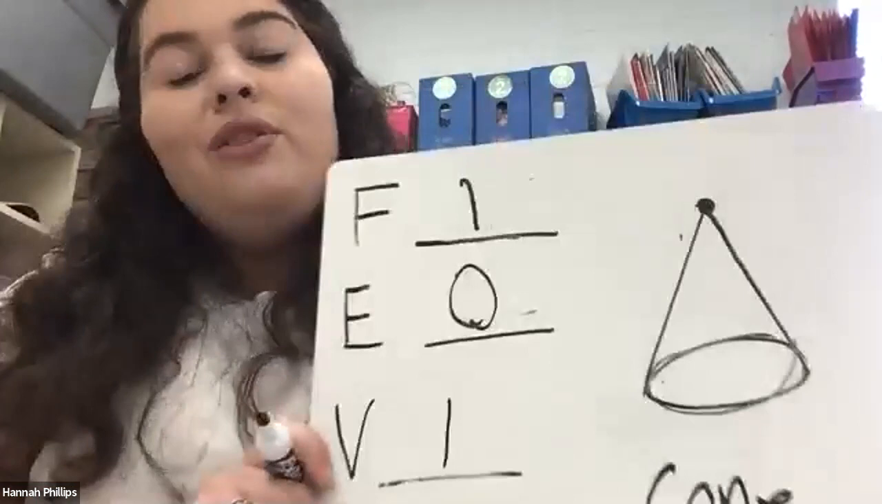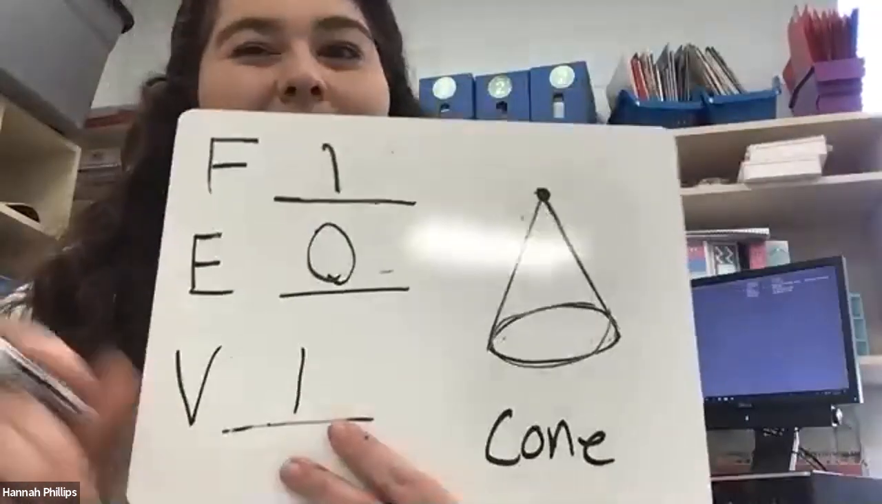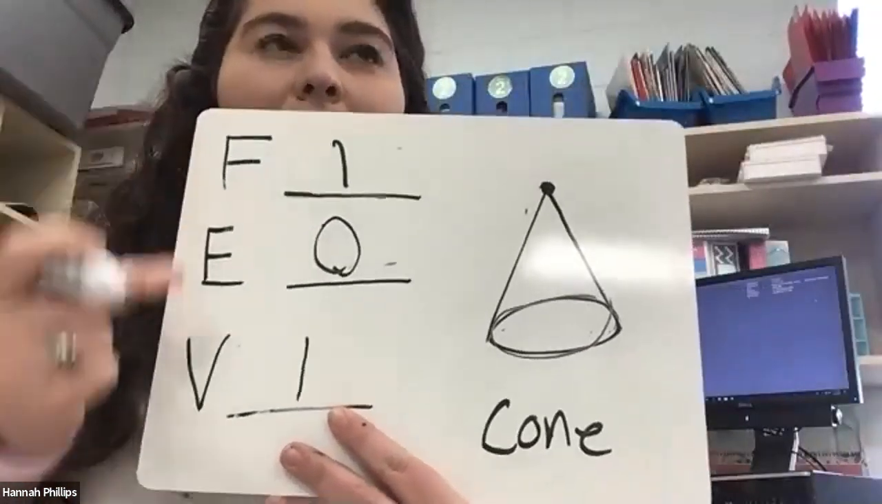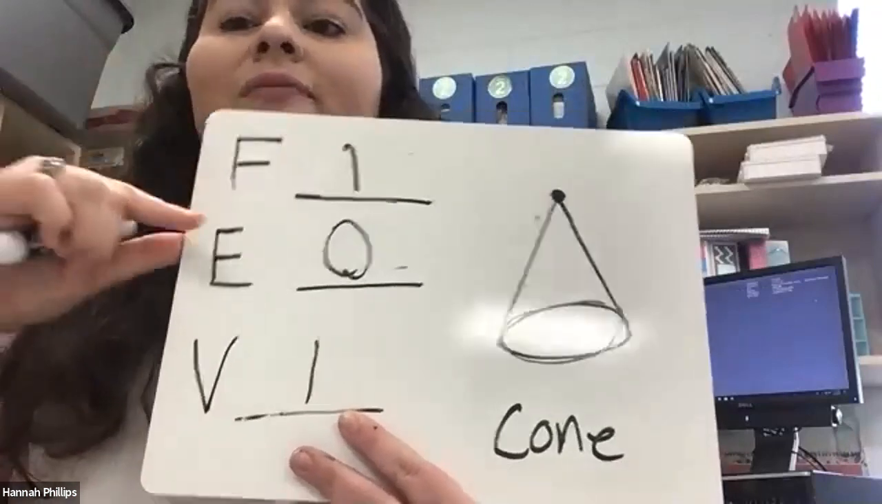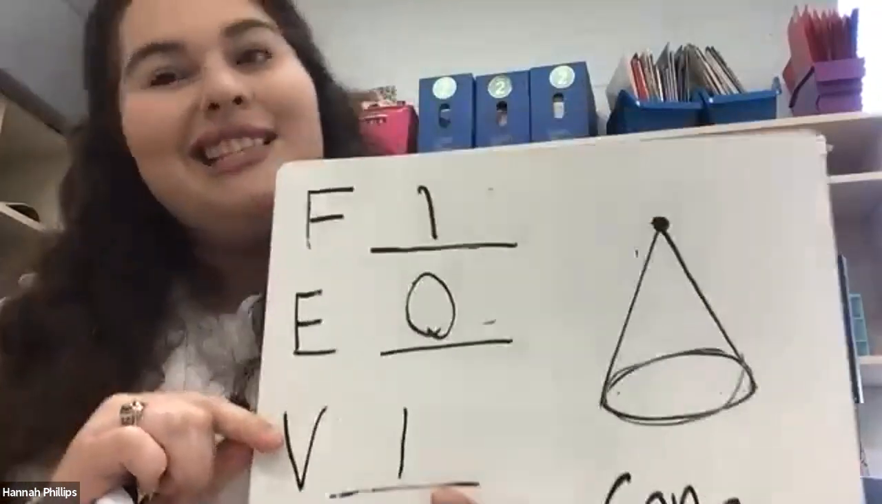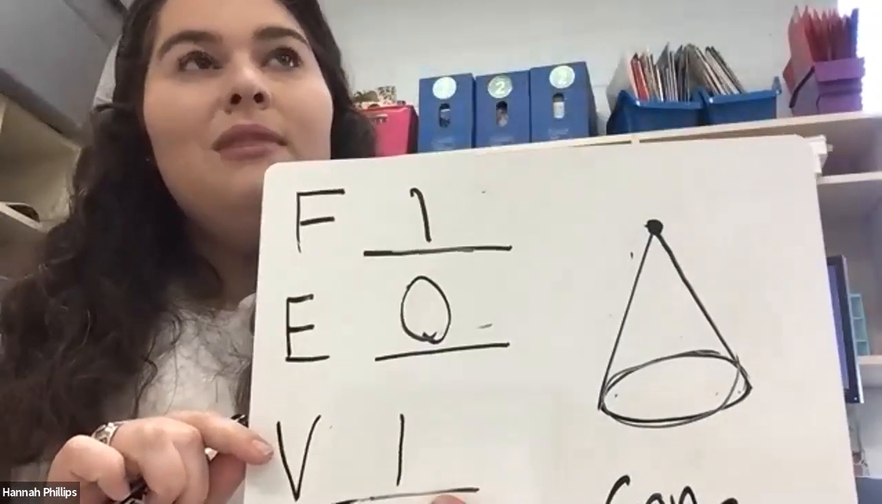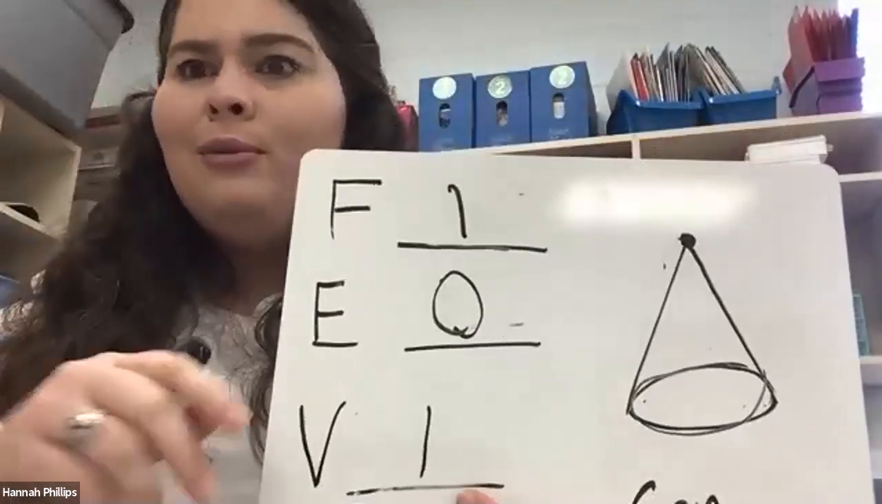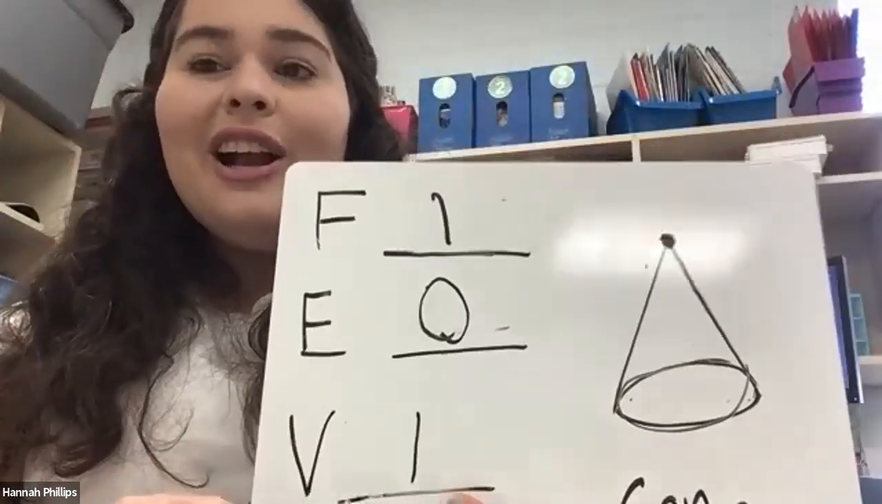I recommend when you count up your faces, edges, and vertices that you always go in the same order. You start with your faces, your edges, and then your vertices. That's going to help you keep them in order, but also just make sure that you're able to double check quick and easy.